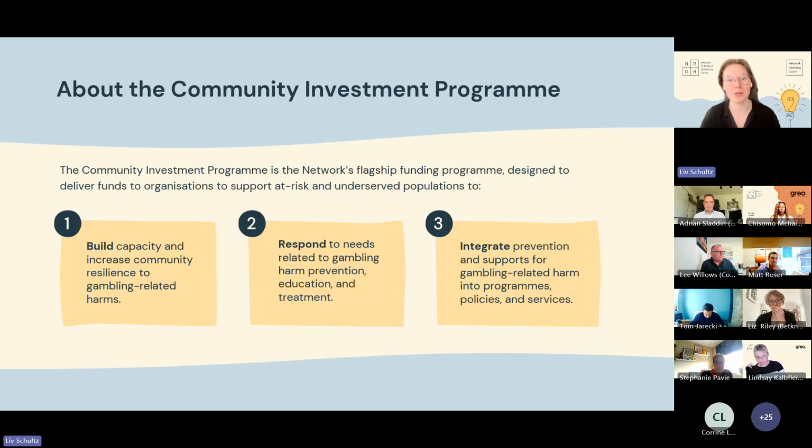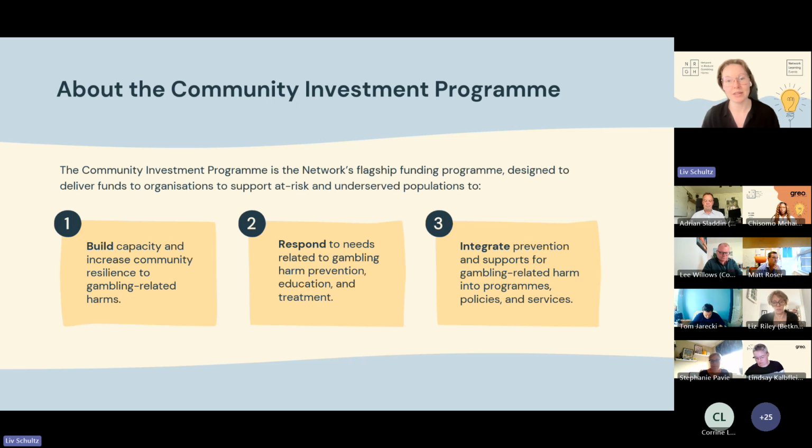Specifically zoning in on the Community Investment Program, which is one of the network's key activities. The Community Investment Program provides funding to organizations working with at-risk and underserved populations, specifically to build capacity and strengthen community resilience to gambling-related harms, respond to needs across prevention, education, and treatment, and integrate gambling harm prevention and support into existing policies and services. Community Care Gaming's project is one of the 7 initiatives that was funded through this program.